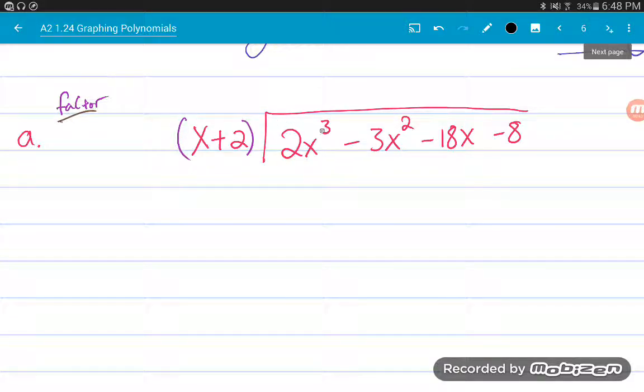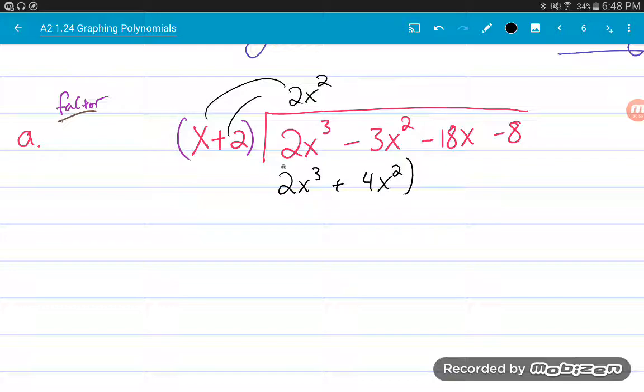Now x goes into 2x cubed, 2x squared times. Distribute that down. 2x squared times x is 2x cubed. 2x squared times 2 is going to be positive 4x squared. Parentheses and subtract. If I move too fast, slow down the playback, because this is my third time doing this video and I don't want to wait.